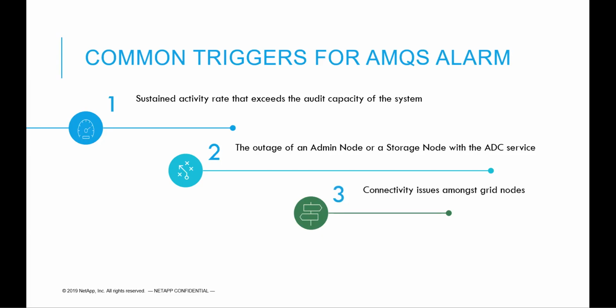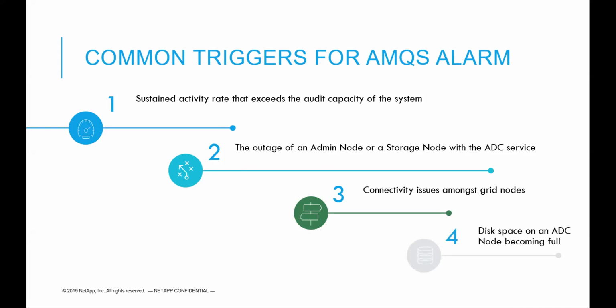Connectivity issues are always a big issue, but if you are having connectivity issues, you probably have a lot of bigger fish to fry than worrying about your underlying audit management system, right? If you cannot connect to the grid, your customers, your clients, your applications are going to be unhappy. But this will be another reason for that AMQS alarm ticking upwards.